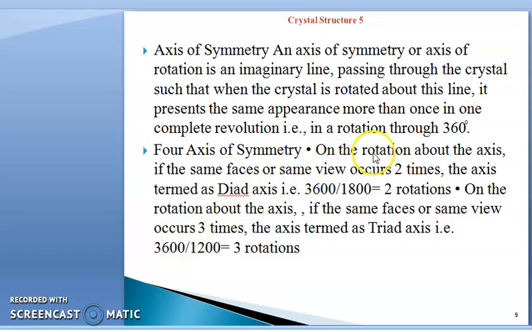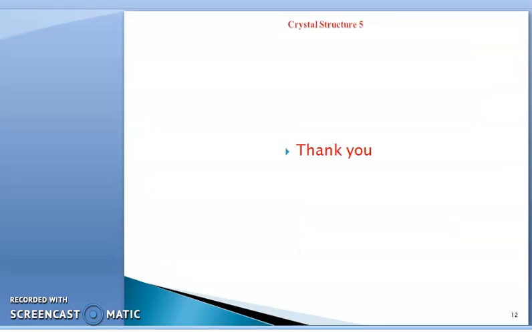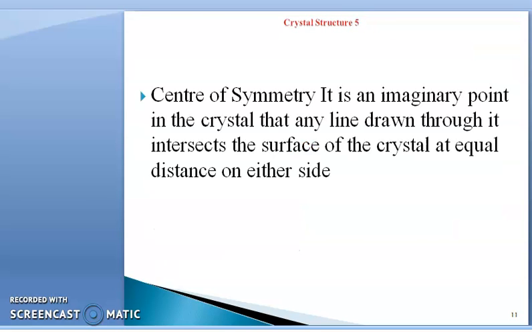For axis of symmetry, on the rotation about the axis, if the same view of the faces occurs two times, the axis is termed a dyad axis, that is 360 upon 180, two rotations. If the same faces or same view occur three times, the axis is termed a triad axis, that is three rotations. So in this way, there are various numbers of rotations depending upon the nature of the crystal and positions.